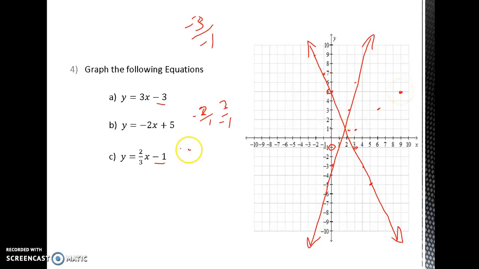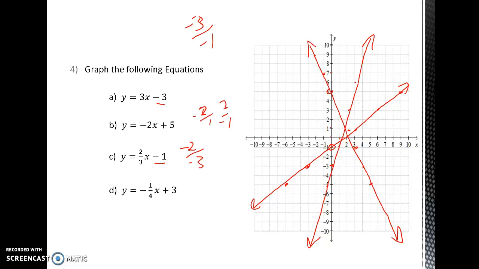2/3 is the same thing as -2 over -3. The negatives would cancel out, but that would mean I would go down 2 and left 3. Down 2 and left 3. And I would get a straight line that does something like this. So that's C. And then finally D.